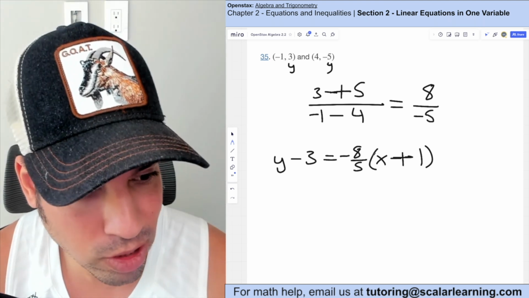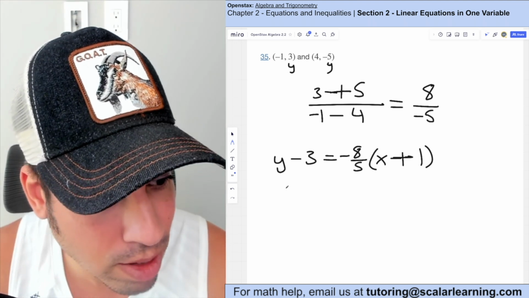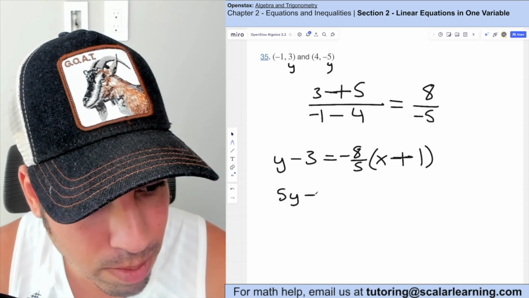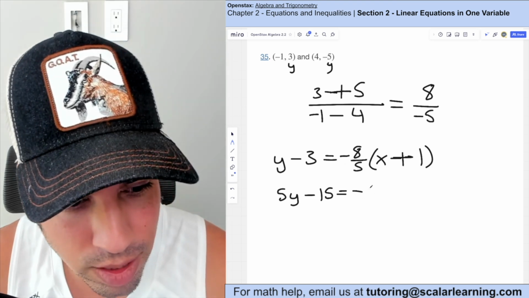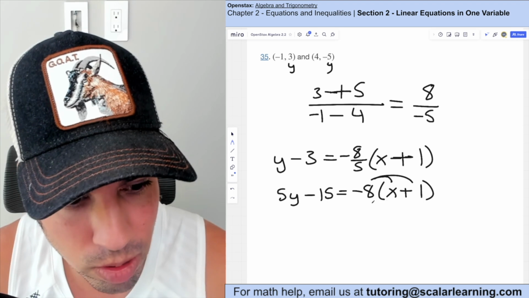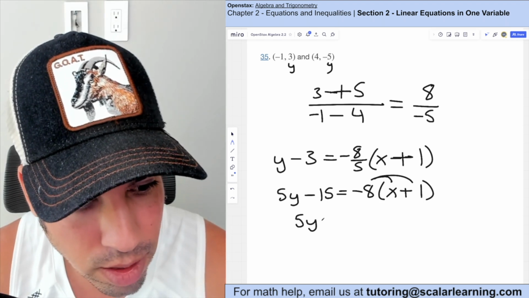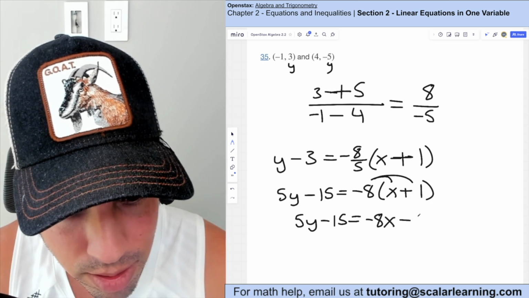So basically, first thing is I don't want any fractions here. So I'm going to multiply everything by 5. So that's going to be 5y minus 15 equals -8/5 times 5 is just -8 times x plus 1. Now I'm going to distribute like so, and I have 5y minus 15 equals -8x minus 8.